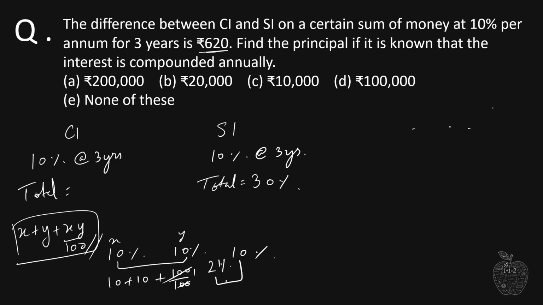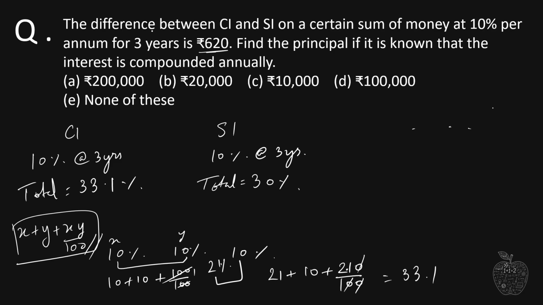Now we'll calculate for these two. So 21 plus 10 plus the multiplication of these two, we get 210 over 100. So the 0 gets cancelled, and we add another decimal point. So we get here 21 plus 10 plus 2.1, that is 33.1. So the total here we get is 33.1%.